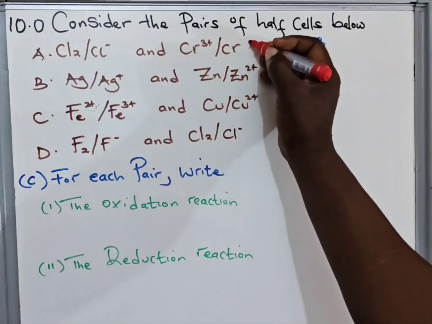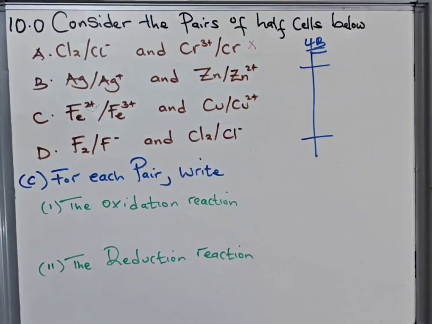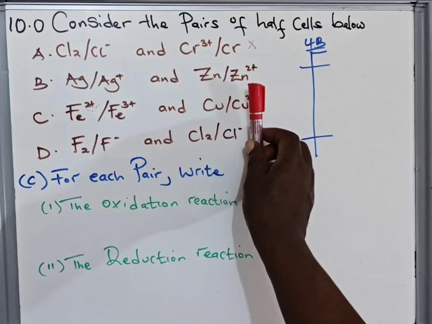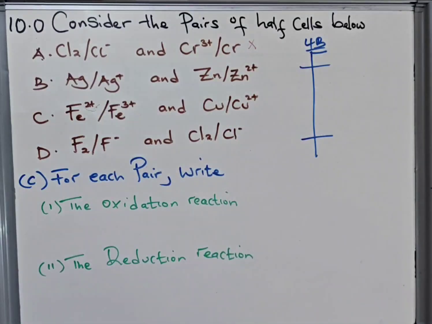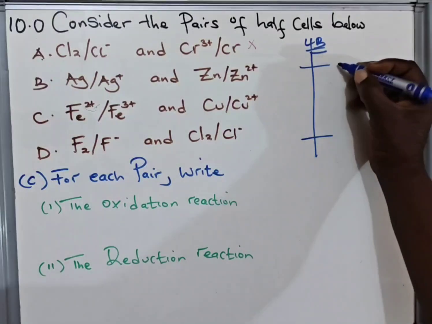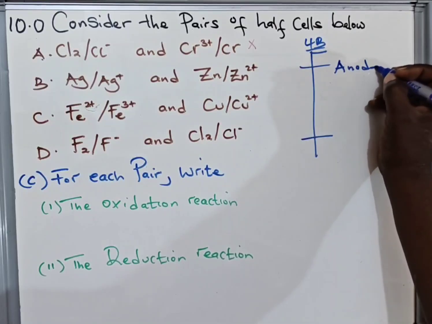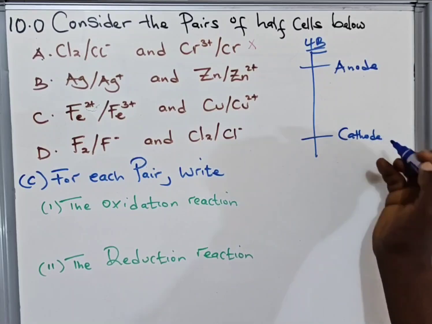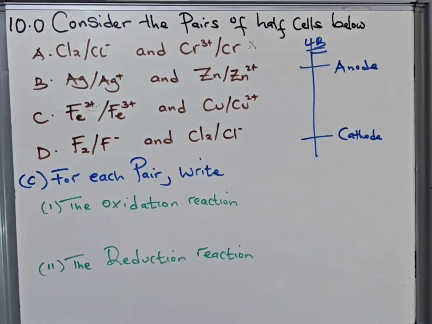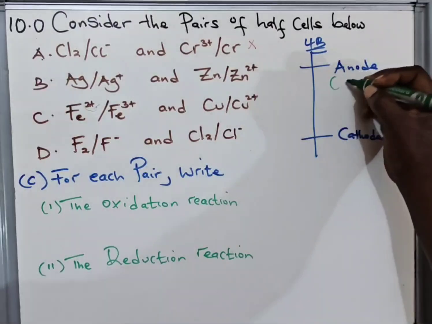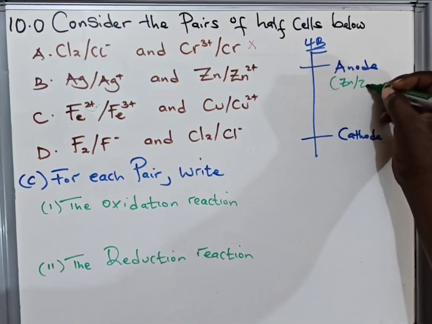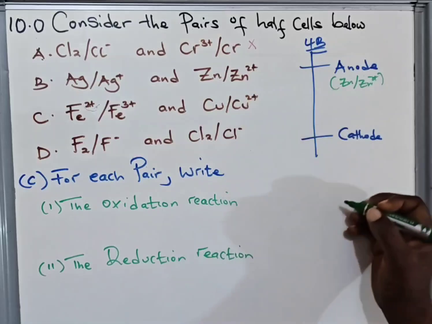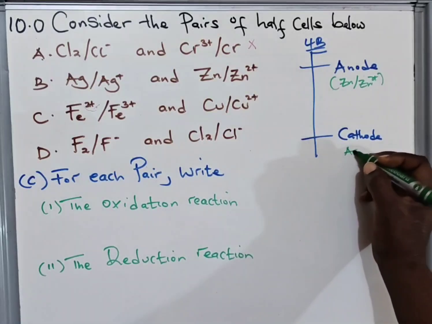Yeah, then we got the second pair, which is between silver and zinc. Okay, so which one is the anode, or which one comes first? You have to remember that whatever comes first here is the anode, and what comes later is the cathode. So which one comes first here? It is zinc. So the zinc half cell will come here. And so silver comes here.